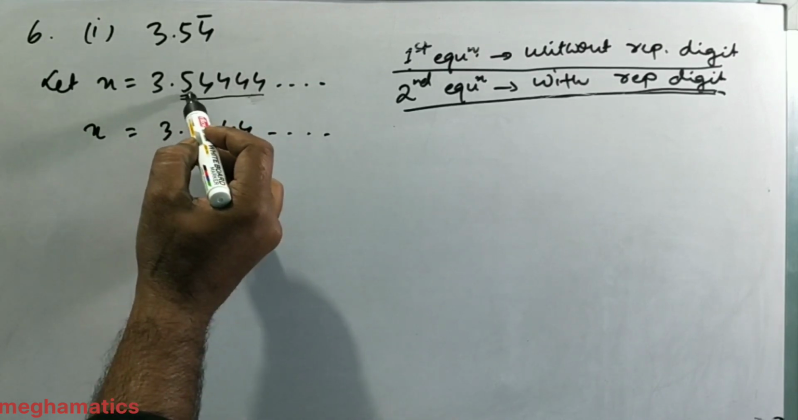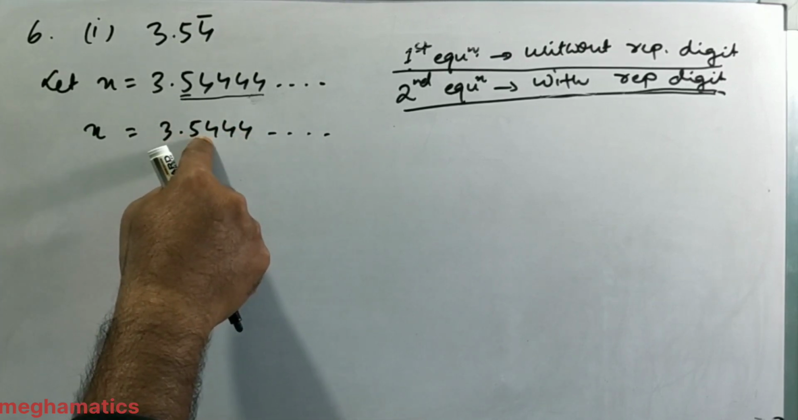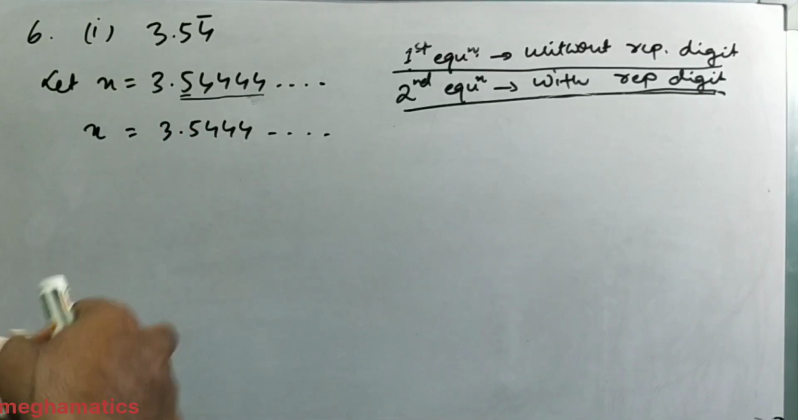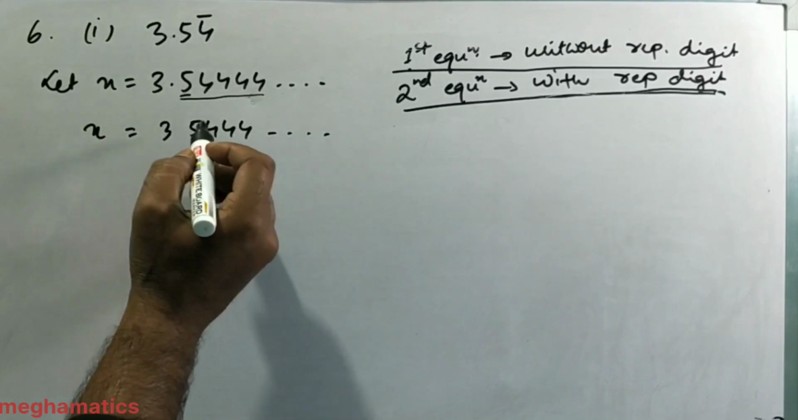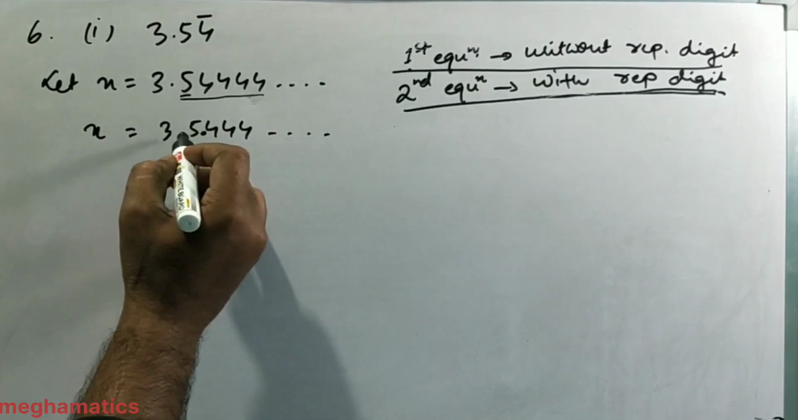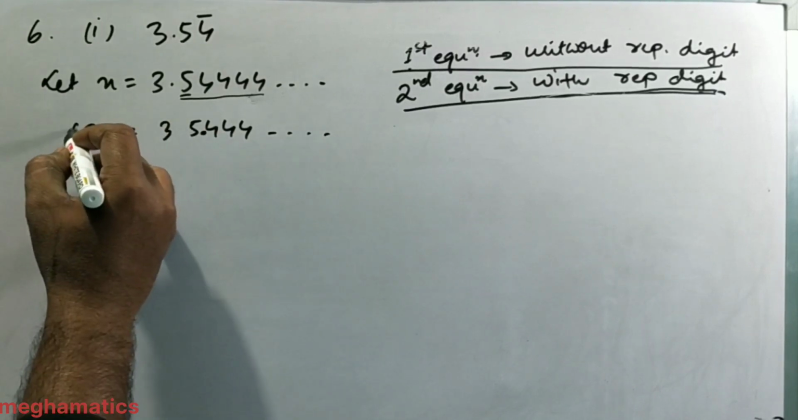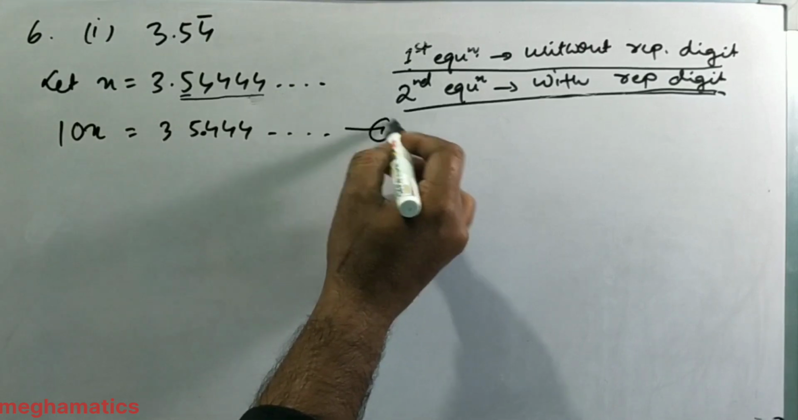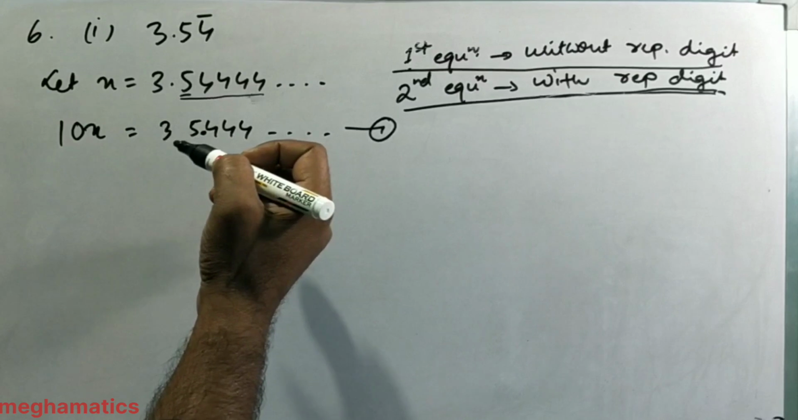We'll just have to see the digit after the decimal. So here 5 is not repeating. So this decimal point will move after 5. So we'll have to put this point just after 5. If we put the point here, that means the point has moved only one digit. So there will be one zero. So this will be equation number 1. That means this is the point without the repeating digit.